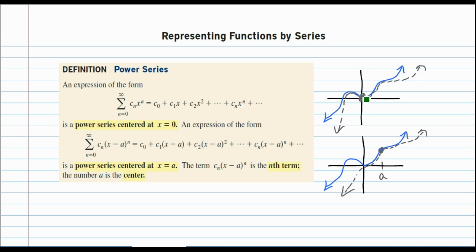So I'm going to start at x equals 0 and get more accurate to the left and right of 0 as I add on more terms. Now a power series can also be centered at a different value. Let's call that a. And then that series will get more accurate to the left and right of a as I add on more terms. Of course, with infinitely many terms, it would be exact.